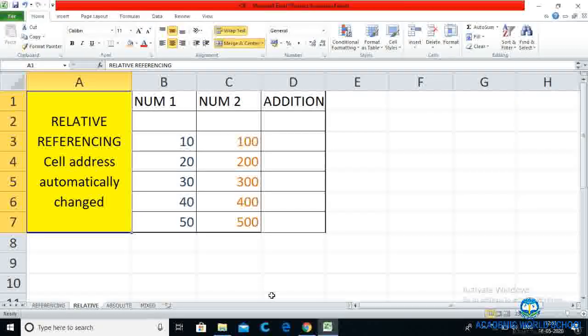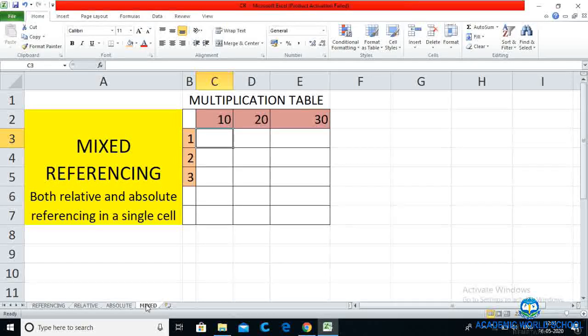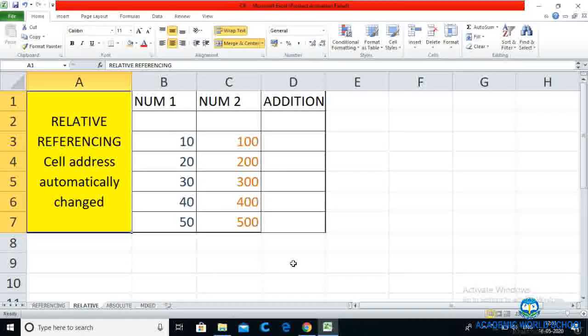Now, there are three types of cell referencing. One is relative referencing, the second is absolute referencing, and the third is mixed referencing. So let's start with relative referencing. Now in relative referencing, what happens? Look, over here the cell address automatically changes. It is written, but let's see.